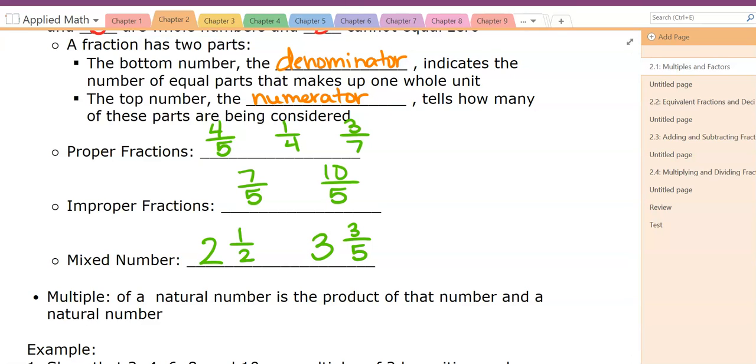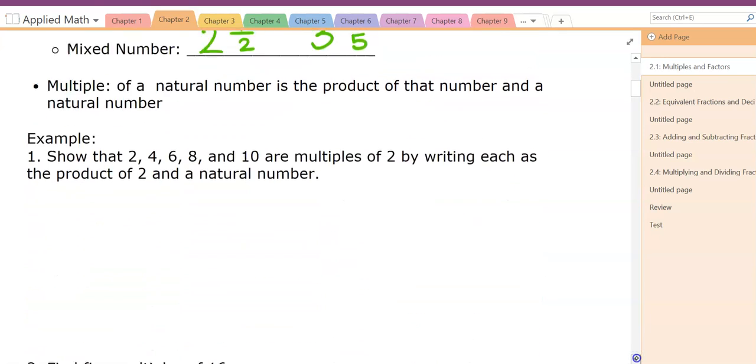So a multiple is from that natural number. It's the product of your natural number and another. So it's like you're taking the number that they give you. They're going to give you a number like 5, and they're going to say find some multiples of 5. So you're going to take 5 times 1, 5 times 2, 5 times 3. Do that however many times that they tell you to do in the problem.